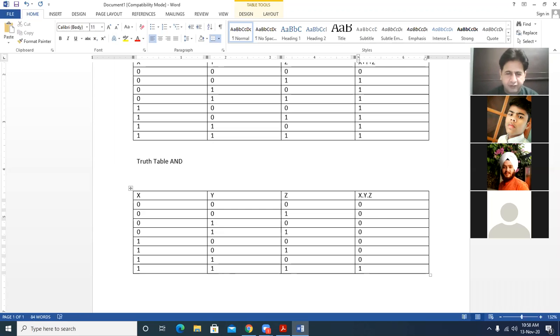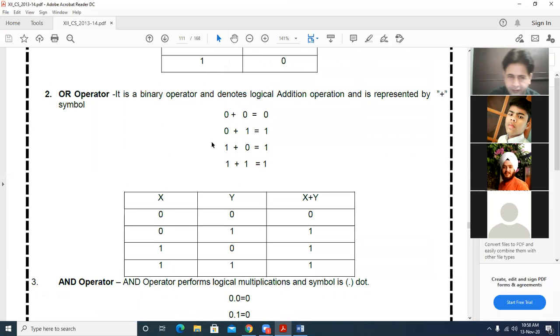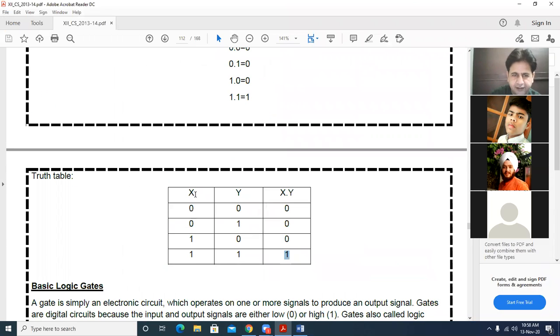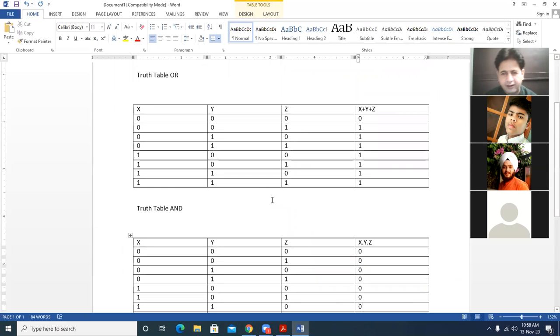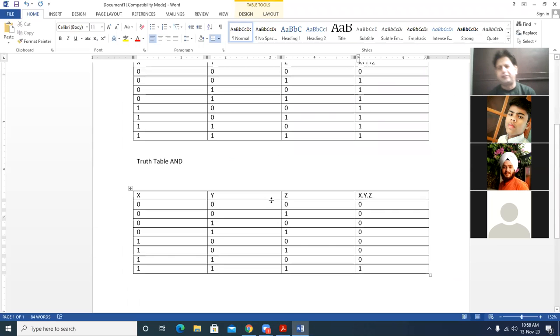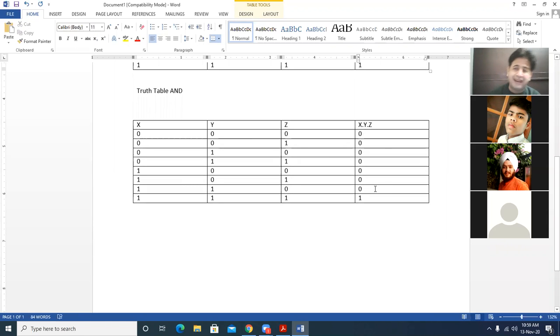In your PDF file I will send you, this is the truth table of 2 variables in the case of or and in the case of and. But what I have made is the truth table of or and truth table of and in case of 3 variables. In the case of or, there is only one possibility, that there is a 0 when all the zeros are there. In rest of cases, there will be 1. But in the case of and, there is only one possibility, that there is a 1 if all the ones are there. In rest of cases, all will be 0.